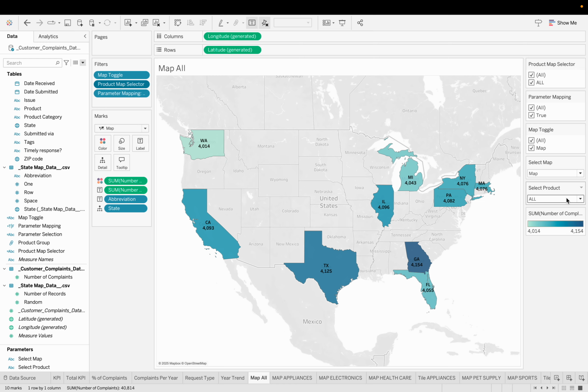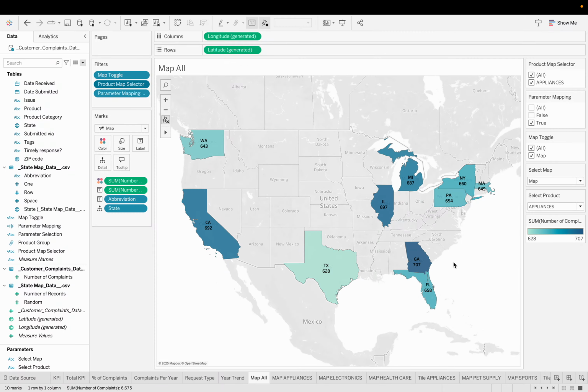So that is a holistic view for the entire US, for the different regions where the company is operating. But if you look at the appliances, you can see the colors have actually changed a lot. Texas, which was leading, is now the lightest blue you can see here. So it gives you an idea of where exactly the regions are leading in complaints. If you go back to, let's say, electronics, again, that number has changed as well, and you can see how each region is doing individually.